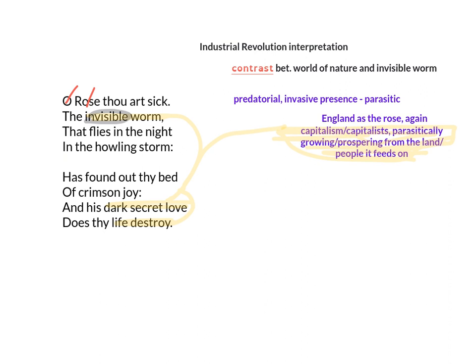The night and the storm, we can talk about things like the industry and the sounds of mills and the sound of work to dig up and destroy and raze to the ground the natural world. Has found out thy bed of crimson joy and his dark secret love. So if we're looking at these two adjectives in this particular reading, there's that idea that money is the root of all evil, a very biblical idea.